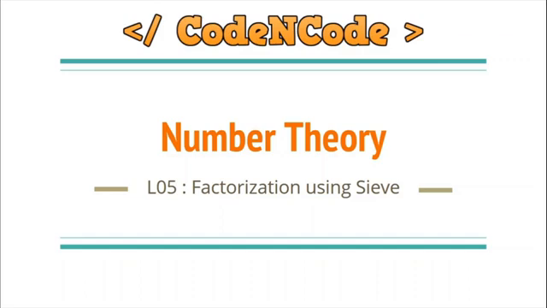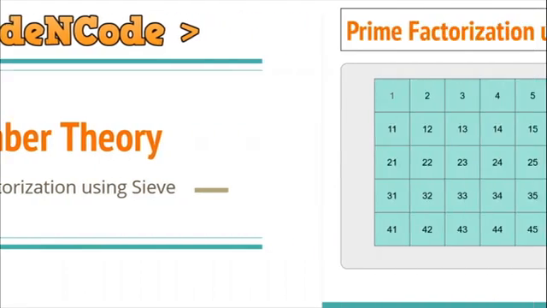Hello guys, this is codeNcode and this is the fifth lecture of this number theory series. In this lecture we are going to study prime factorization of a given number n. But this time we would use a sieve so that the prime factorization of a number can be calculated in logN time.